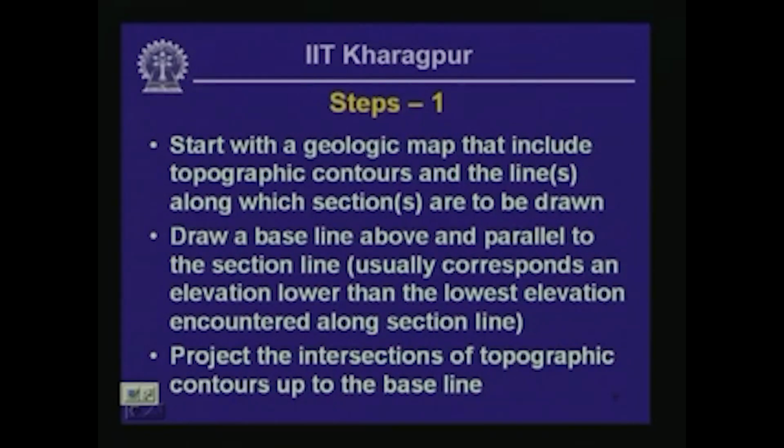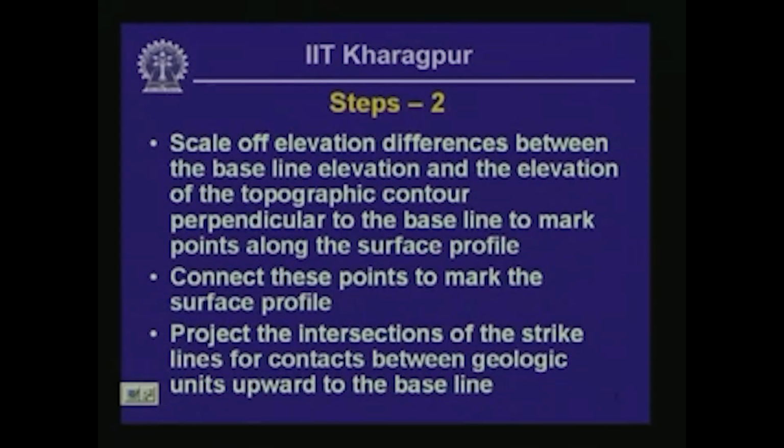Then in the first step, we are going to draw a baseline above and parallel to the section line, which is going to correspond to an elevation lower than the lowest elevation encountered along the section line. Then we project the intersections of the topographic contours and the section line up to the baseline. Then we scale off the elevation differences between the baseline elevation and the elevation of the topographic contour, perpendicular to the baseline, to mark the points along the surface profile. Connect these points to mark the surface profile.